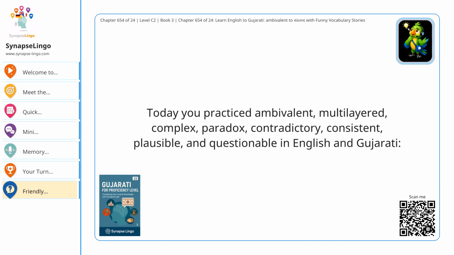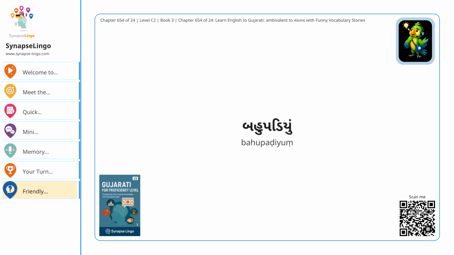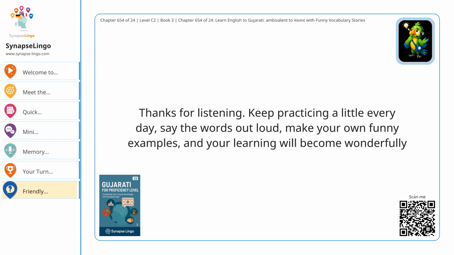Today you practiced ambivalent, multi-layered, complex, paradox, contradictory, consistent, plausible, and questionable in English and Gujarati. द्विधाग्रस्त, बहुपड़ीयू, जटिल, विरोधाभास, विरोधाभासी, सुसंगत, संभवित लागतो, and शंकास्पद. Thanks for listening. Keep practicing a little every day, say the words out loud, make your own funny examples, and your learning will become wonderfully सुसंगत.